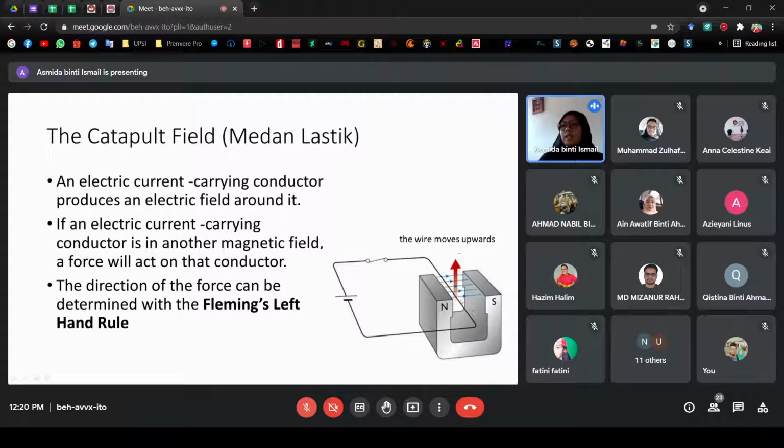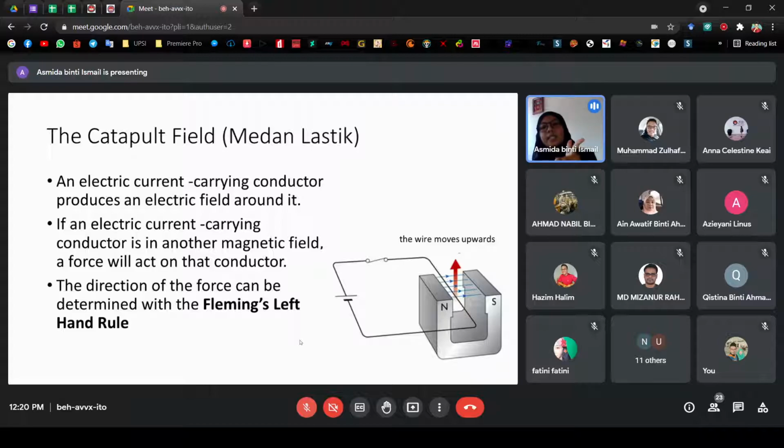So if you combine this magnetic field with this magnetic field, a force will be produced. The force makes the wire move outward. The force will push this wire upward. Force is daya. The direction of the force can be determined by using Fleming's left hand rule, hukum tangan kiri Fleming.